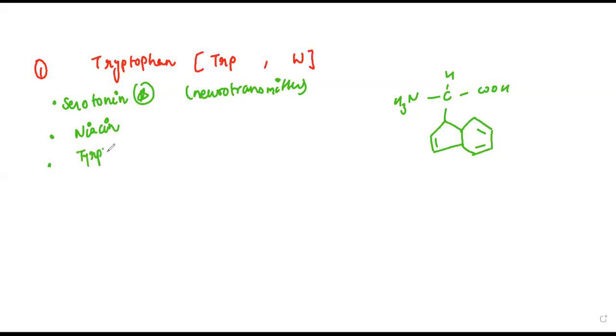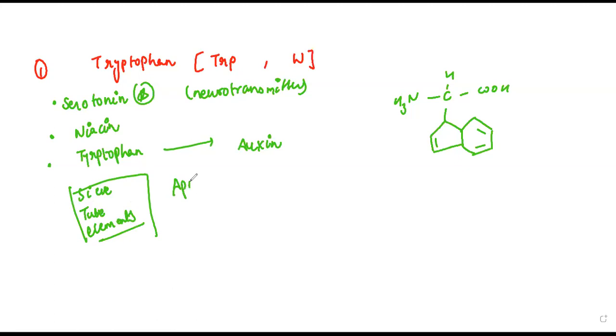Tryptophan is converted into auxin where it occurs when sieve tube elements undergo apoptosis. The amino acid tryptophan is converted into auxin. And in general, I'm telling you, tryptophan, phenylalanine, and tyrosine are involved in protein detection at 280 nanometer.